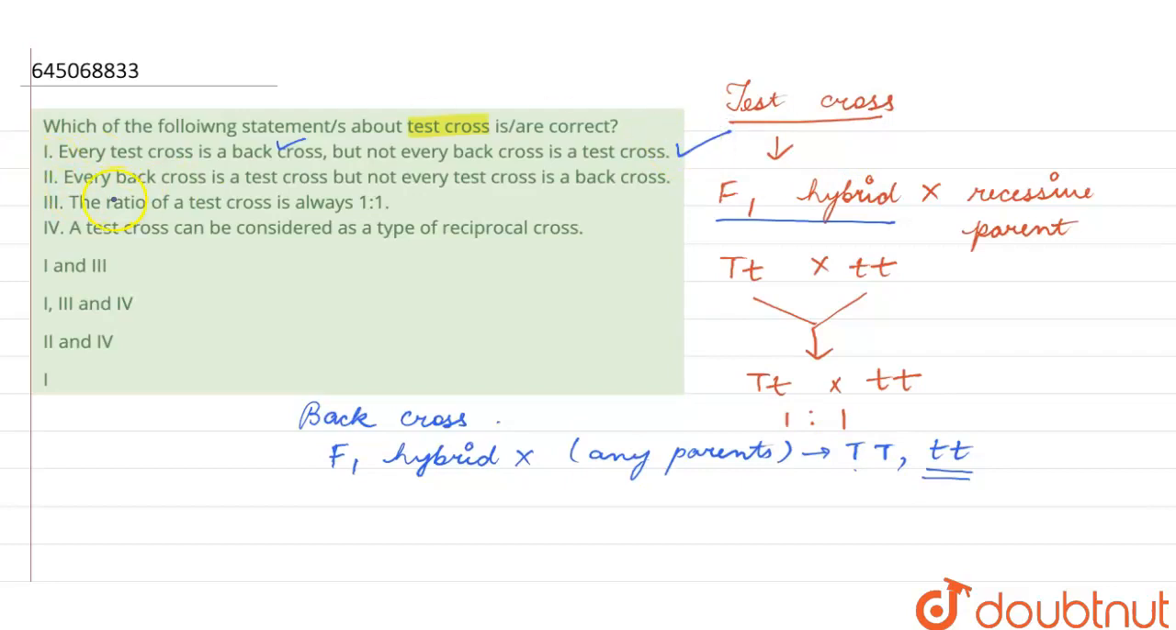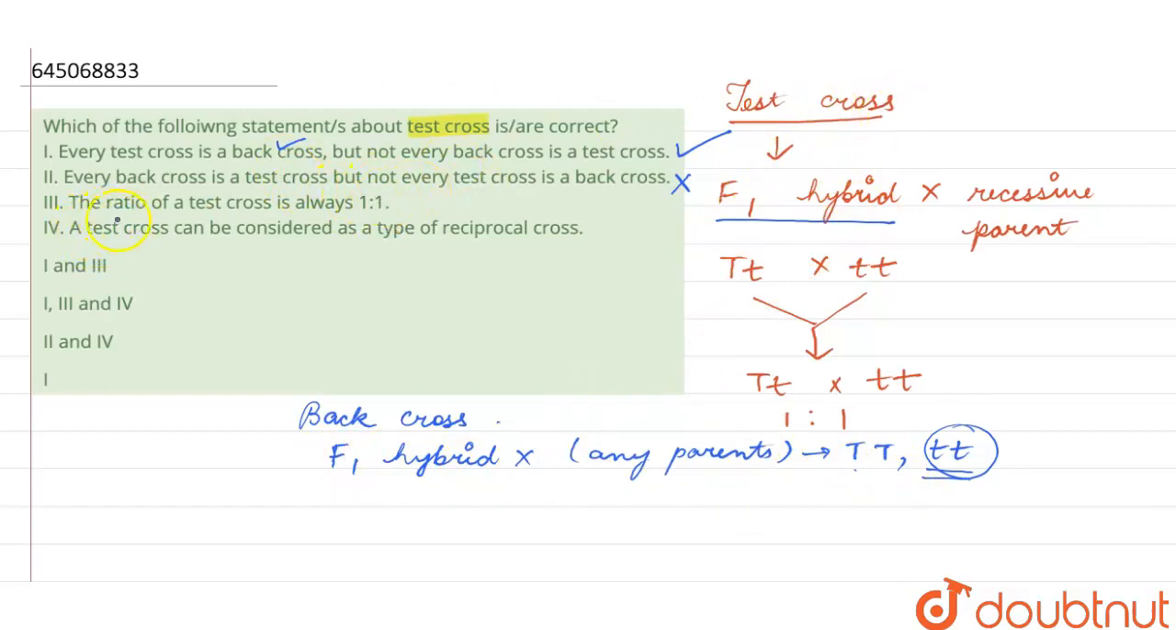Then the second statement says every back cross is a test cross, but not every test cross is a back cross. This is just the opposite of the first statement. Therefore, this is wrong, because a back cross is a test cross only in the case of a recessive parent. But in the case of a dominant parent it won't be called a test cross. So this statement is wrong.